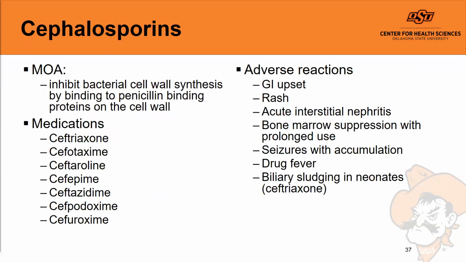Next are cephalosporins. So these are the next class of beta-lactams. They have the same mechanism of action as penicillins. They have a similar side effect profile as well, including GI upset, rash, acute interstitial nephritis. The risk of this is lower when using vancomycin compared to when using vancomycin.